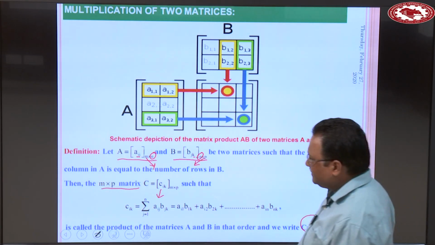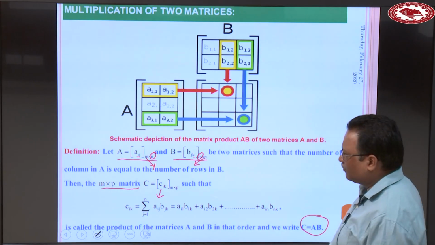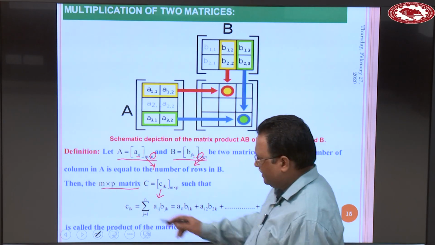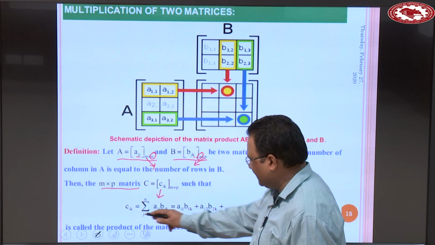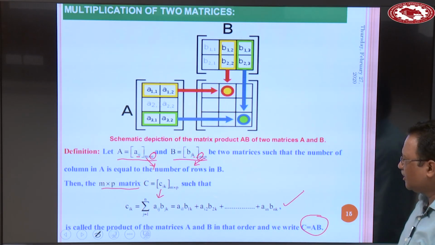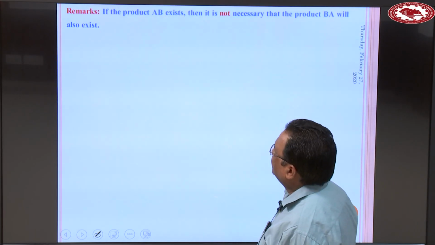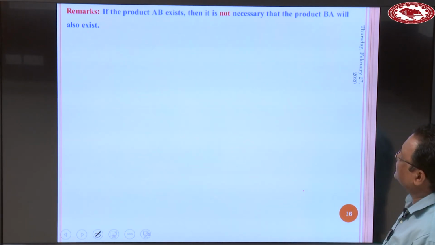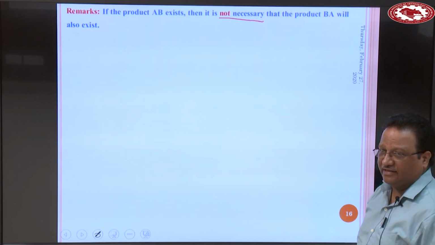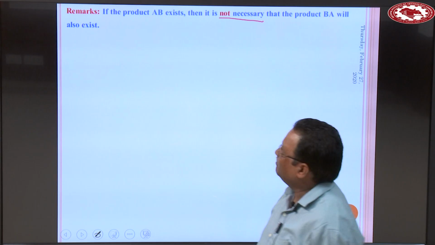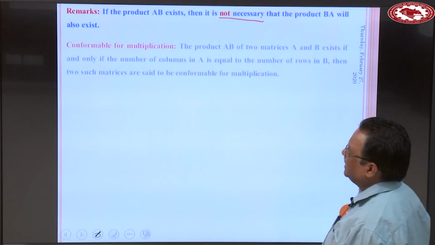So we have given two matrices A and B, where number of columns in A is equal to the number of rows in B, then a matrix of order m by P, C is equal to [cik] m by P such that cik is equal to this sum is called the product of the matrices A and B in that order, and we write C is equal to AB. So if the product AB exists, then it is not necessary that the product BA will also exist. Very important remark.